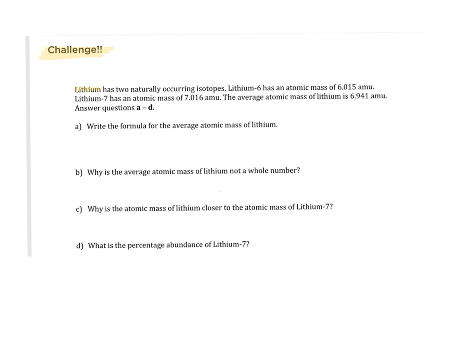It says that lithium has two isotopes. They are lithium 6 and lithium 7. Even though the question says they're lithium 6 and lithium 7, here's the mass of lithium 6 and here's the mass of lithium 7. It says that the average mass of them is 6.94. So this is the average, it's given. All right, let's do A.